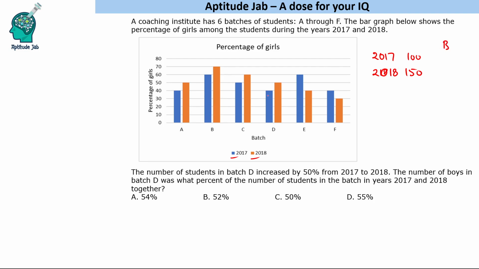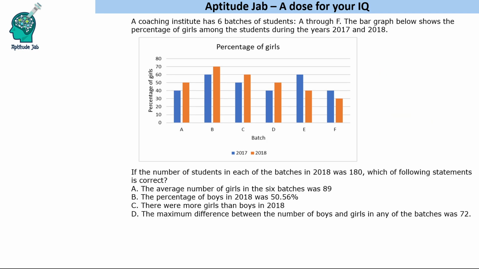So in D in 2017, 40% are girls, so 60% will be boys. In 2018, 50% boys and 50% girls, so the number of boys is 135 and total students are 250. So 135 by 250 as a percentage turns out to be 54%, right? That was a fairly simple question. Let us see the next question.